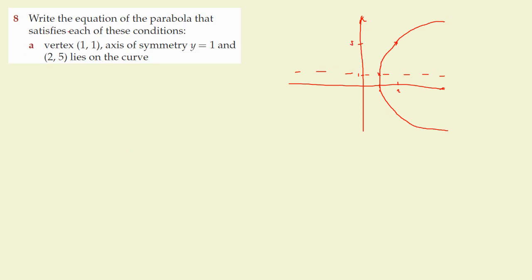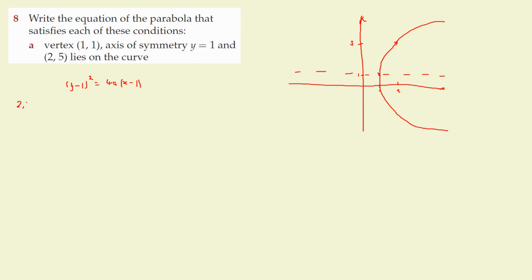Now, because the vertex is (1, 1), I know that (y − 1) squared is 4a times (x − 1) squared. So I've got that offsetting of the x and the y to take account of the vertex not being at the origin. But I know (2, 5) is on the curve, so I'm just going to use my point again.